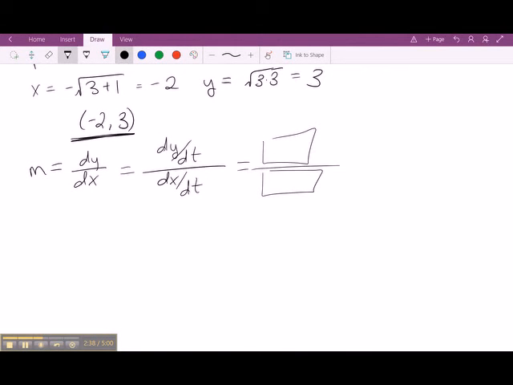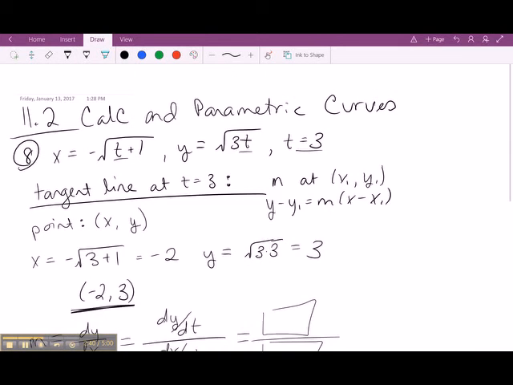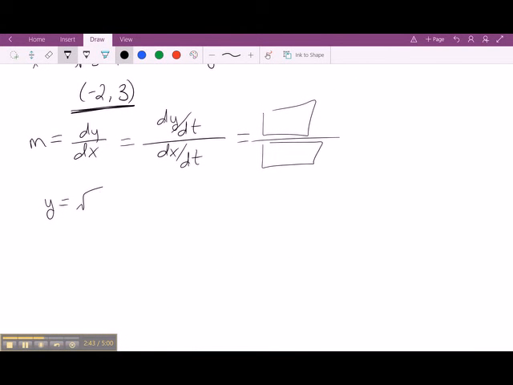So let's look at y. Y was square root of 3t. So we need to find the derivative of y with respect to t. So that'll be a half times the square root on the bottom. And then don't forget your chain rule, so times the derivative of 3t, which is 3.